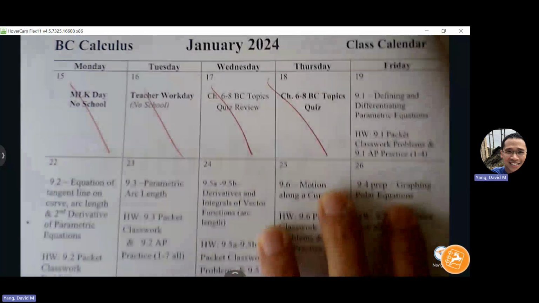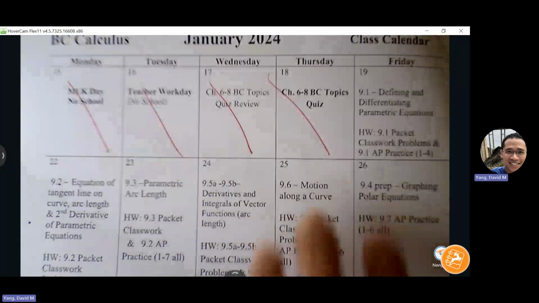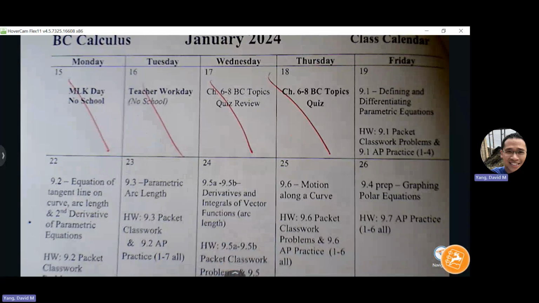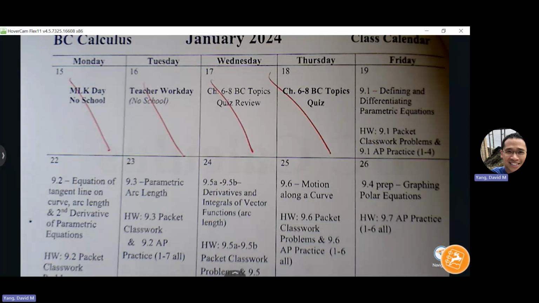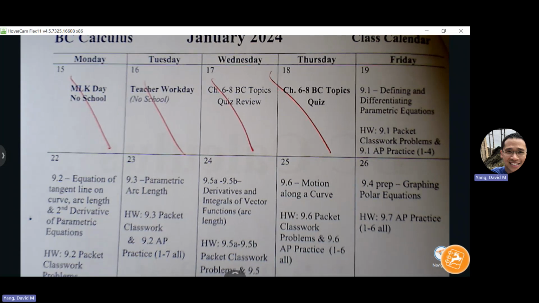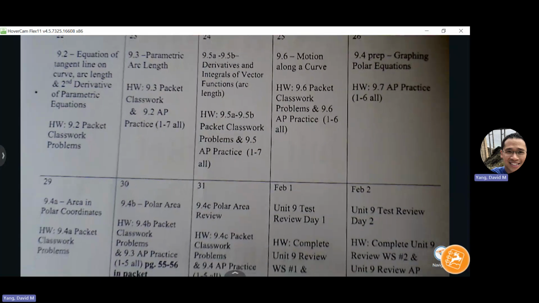So we're talking about parametric, polar, and vector functions. I think what you're going to realize is that a lot of this is going to feel familiar. You already know a lot of the processes, and we just have to adapt it to these forms. So you know how to find the derivative, you know how to find the integral. So there's not a whole lot of new things that you haven't seen before. You've seen it before. You just have to put it into the parametric form or into the vector function form.